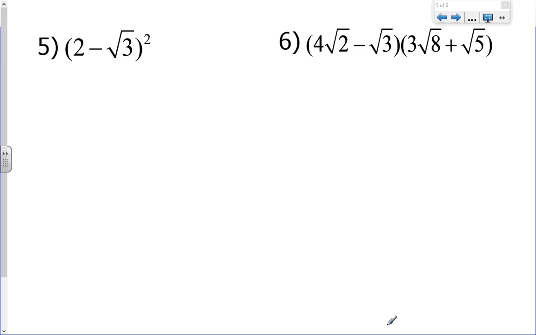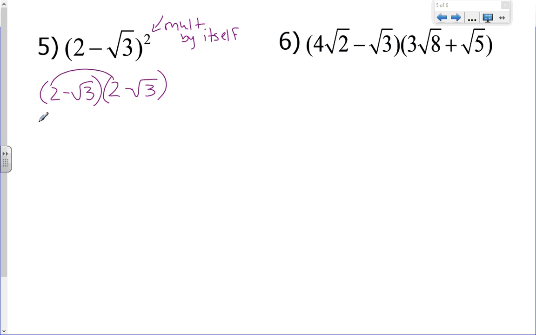We have to FOIL. We're going to be doing that again a couple of times in this chapter with FOILing. I've got 2 minus square root of 3, squared. Remember, square means to multiply by itself. So we're going to take 2 minus the square root of 3, and we're going to multiply it by 2 minus the square root of 3. We're going to distribute and FOIL.